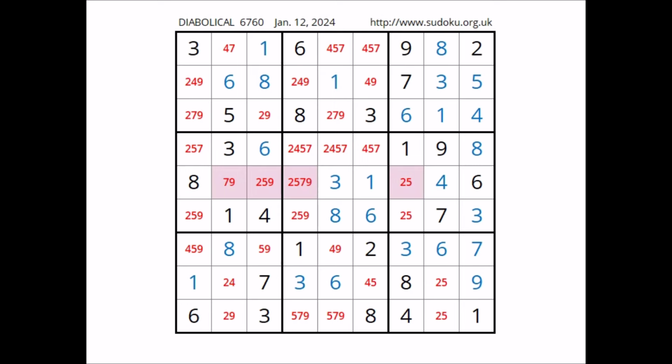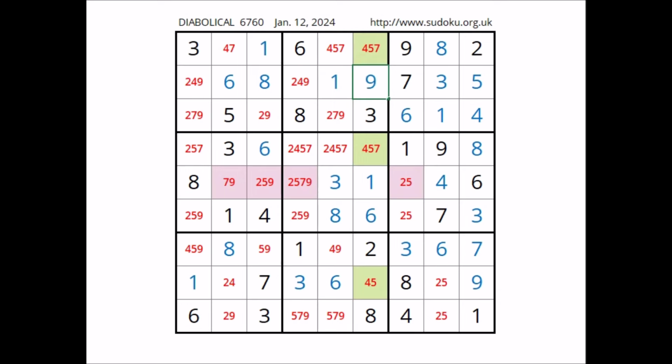What else? Let's see. Take a look. 4 and 5 here, 4, 7, 4, 5 and 7 here, 4, 5 and 7 here, we have a triple in this column. In these three places, numbers 4, 5 and 7, so in this place cannot be 4, in this place has to be number 9.